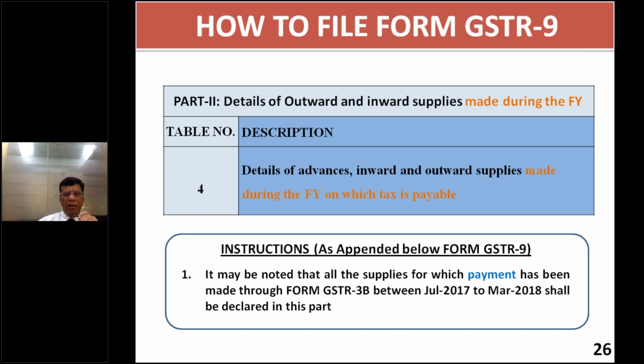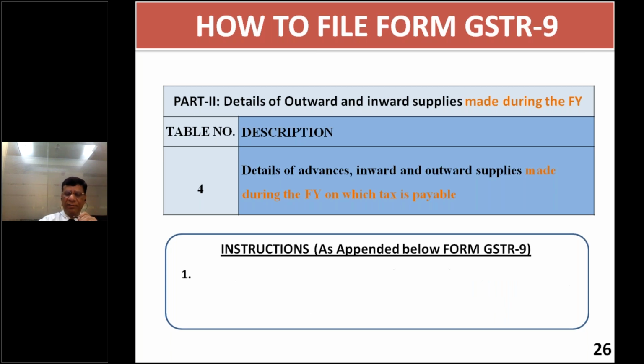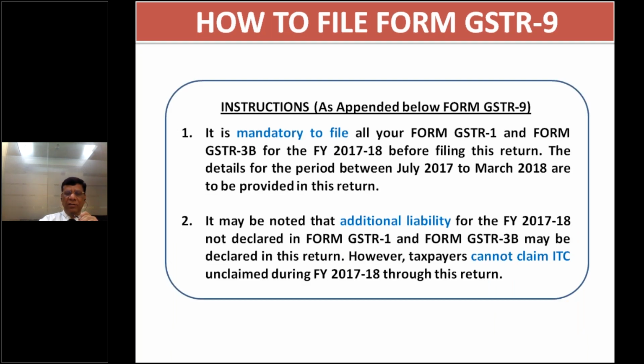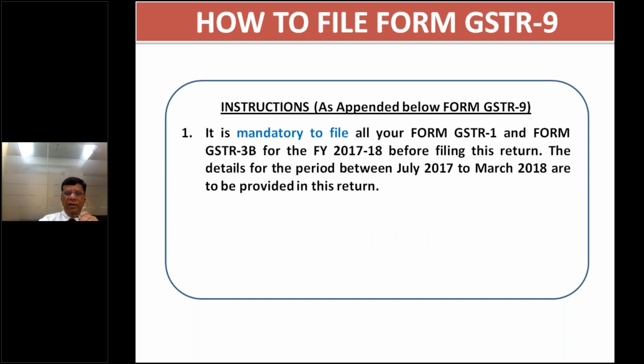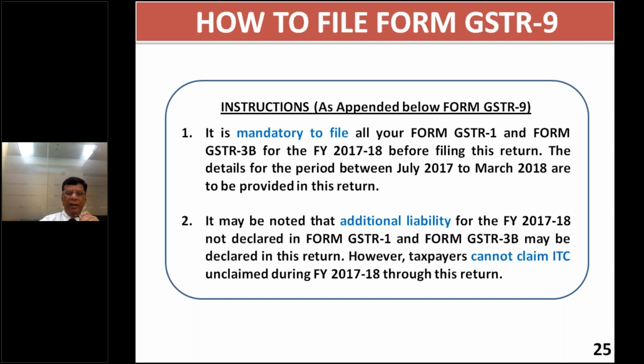Instruction: it may be noted that all the supplies for which payment has been made through Form GSTR 3B between July 2017 to March 2018 shall be declared in this part. Now, this particular instruction is not pari materia with the instruction which I read earlier. You see, this is the instruction I read earlier. It is mandatory, and then it may be noted that additional liability for financial year 17-18 not declared in 1 and in 3B may be declared in this return.